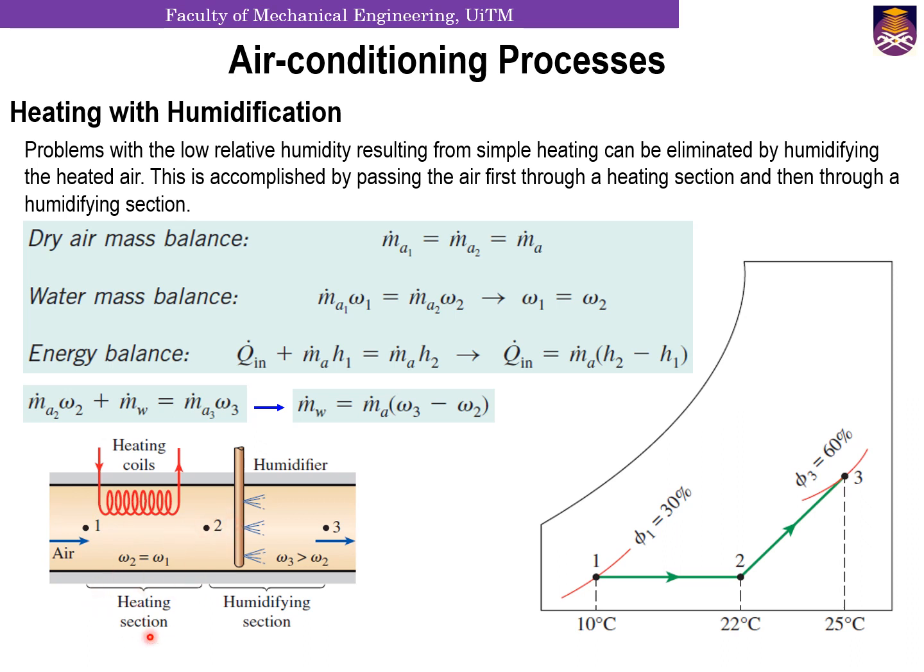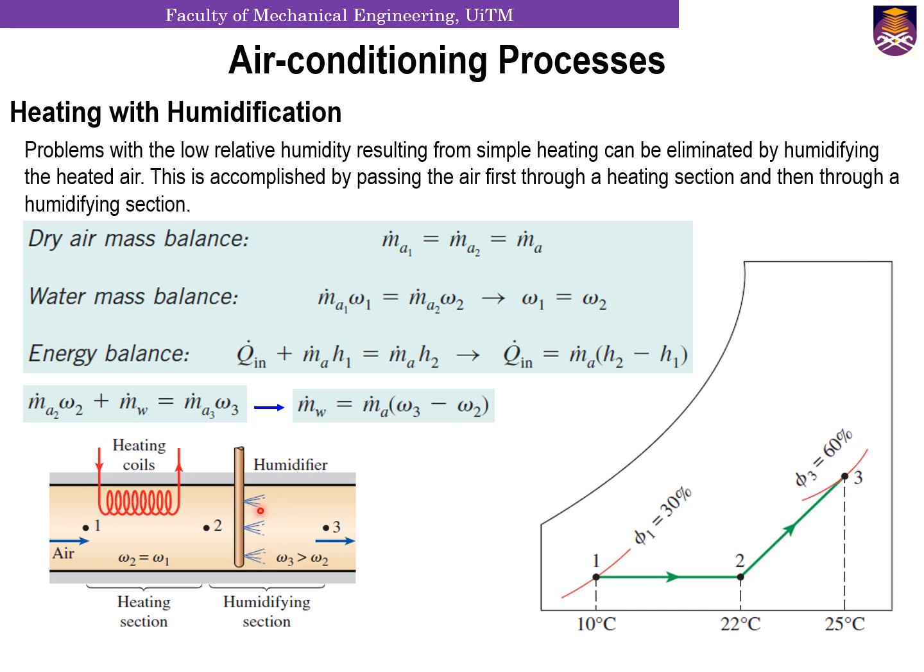So this happens at the heating section. Now, because we have heating with humidification here, it means you are adding moisture. So you can spray some water vapor into the system, as shown here, with the help of a humidifier. So when your air moves from point 2, where it is heated, to point 3, you are adding moisture.